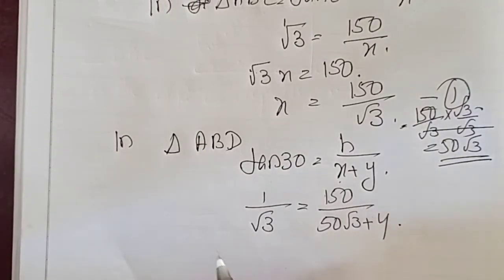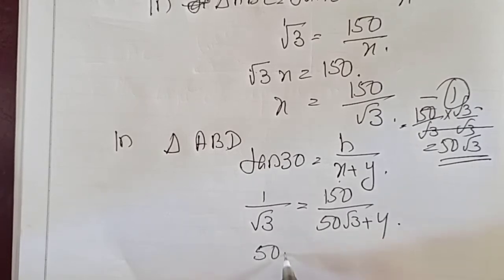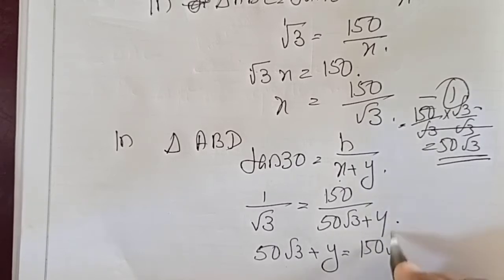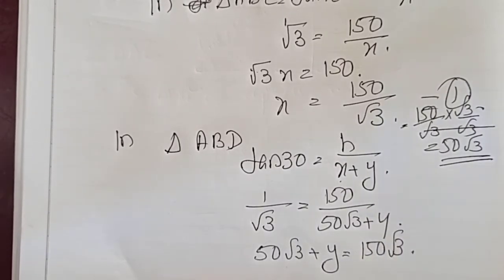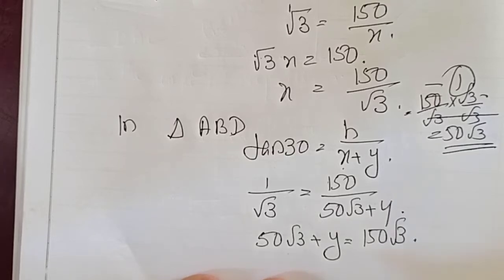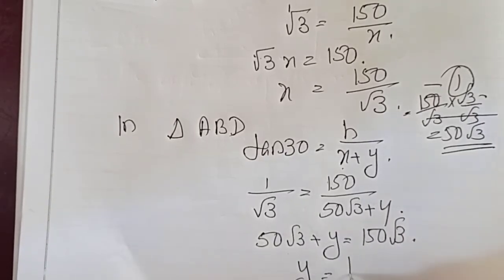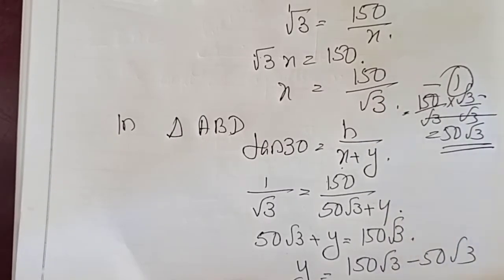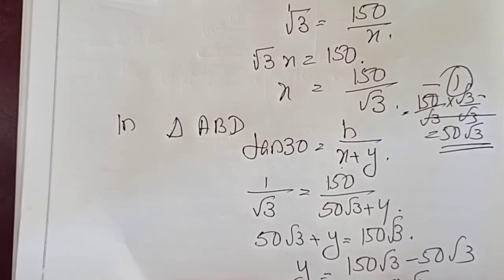Okay. Now 50 root 3 plus Y equals 150 root 3, isn't it? Therefore Y is equal to 150 root 3 minus 50 root 3. That is 100 root 3.